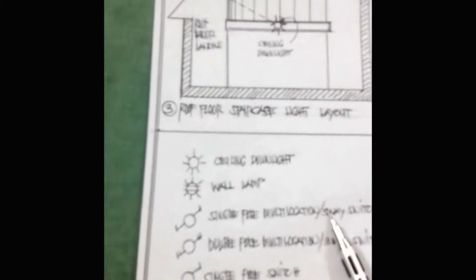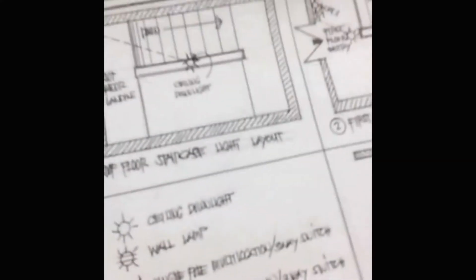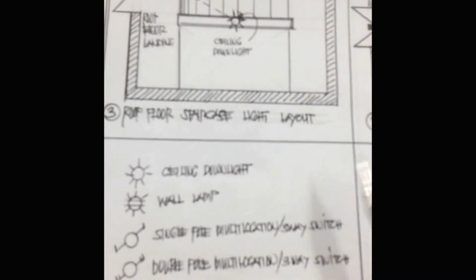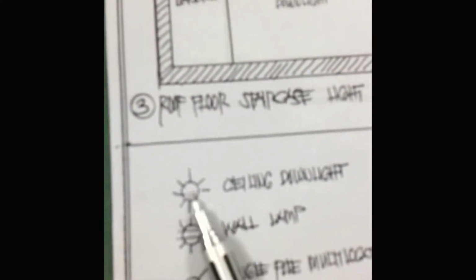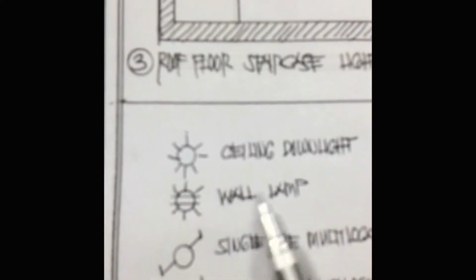Okay, what we have here today is an electrical lighting layout for a typical staircase of a building. The building is a two-story building with a roof floor. And in the description, as you can see, there is a ceiling downlight, there is a wall lamp, there is a single pole three-way switch, and there is a double pole three-way switch, and there is an ordinary single pole switch.